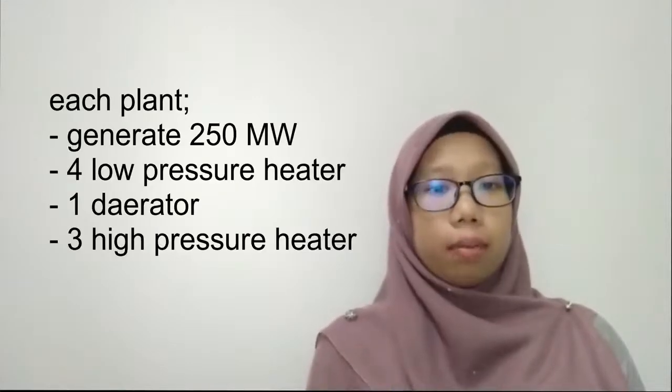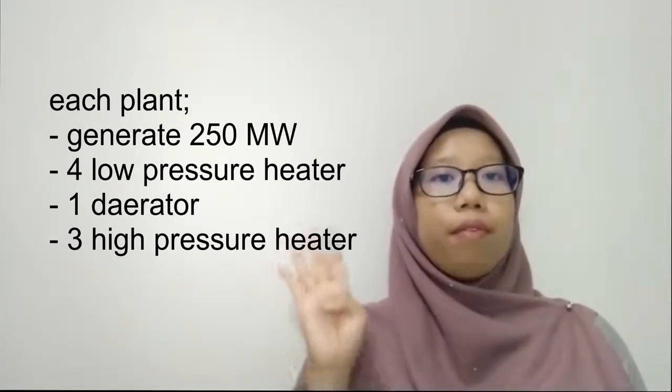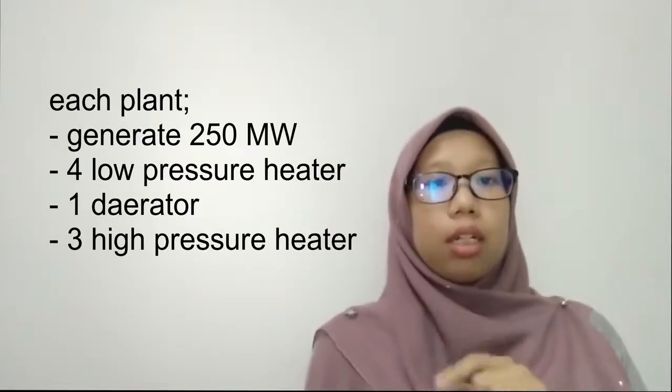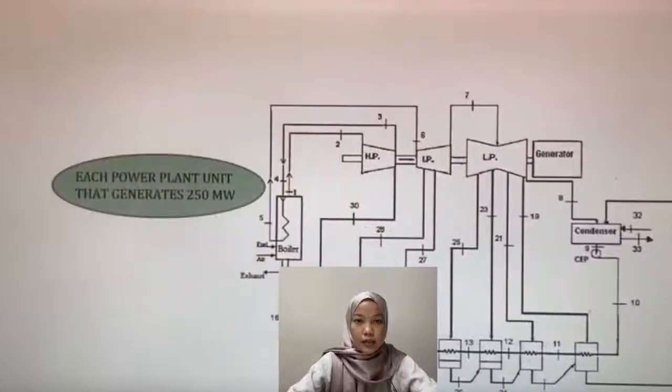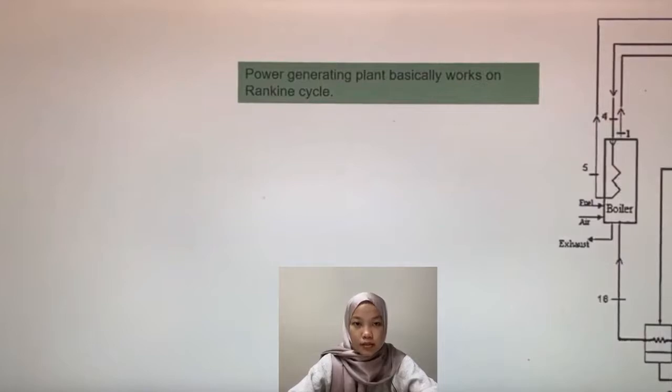Each power plant unit generates about 250 megawatts, composed of 4 low pressure heaters, 1 deaerator, and 3 high pressure heaters to increase the efficiency of the cycle. The power generating plant basically works on the Rankine cycle.